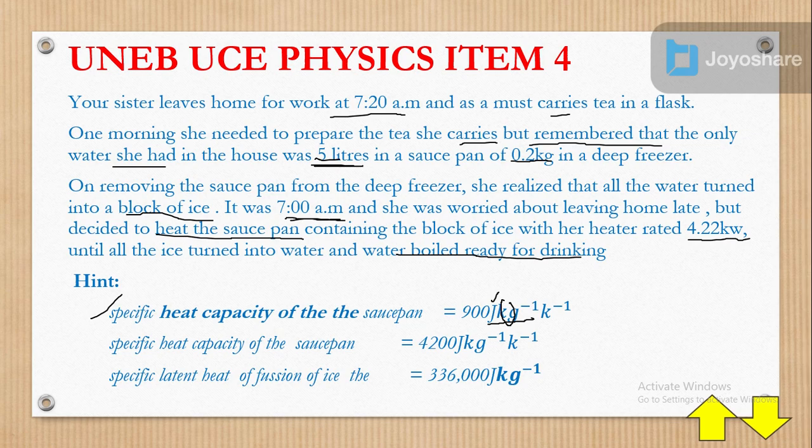Oh, sorry, please change this. This is meant to be water. This can't be saucepan again. These constants, you have them there on the paper. Specific heat capacity of water is 4,200 joules per kilogram per Kelvin. Then specific latent heat of fusion of ice is 336,000 joules per kilogram. But no worries, these ones are always given to you in the questions, so you don't need to cram them.